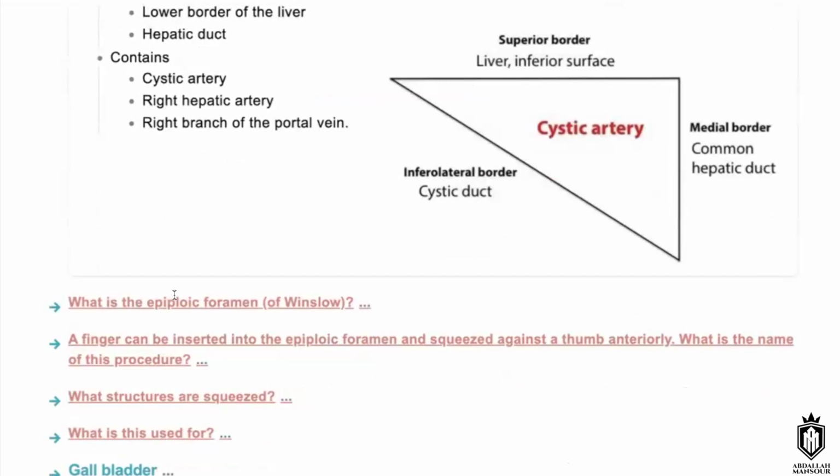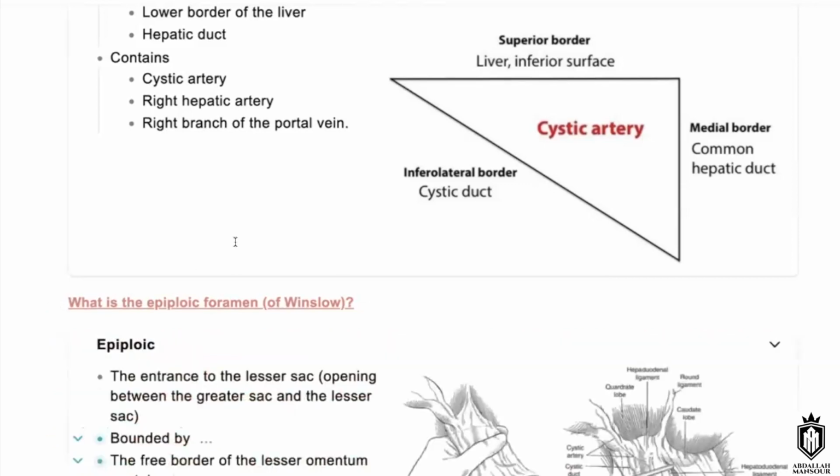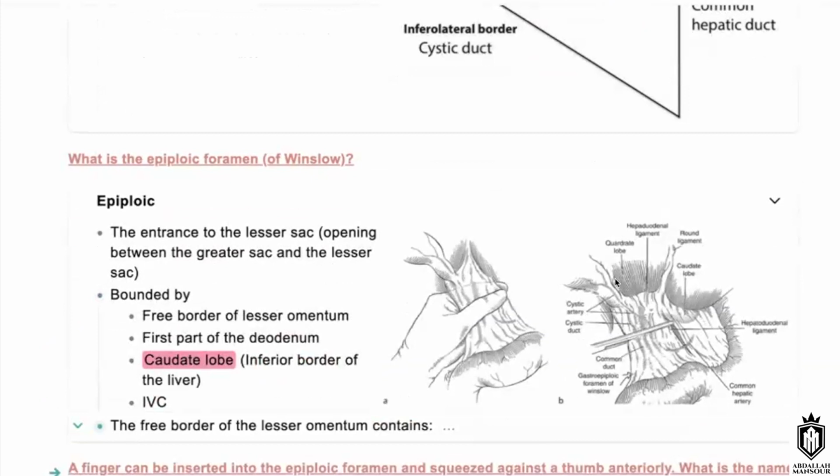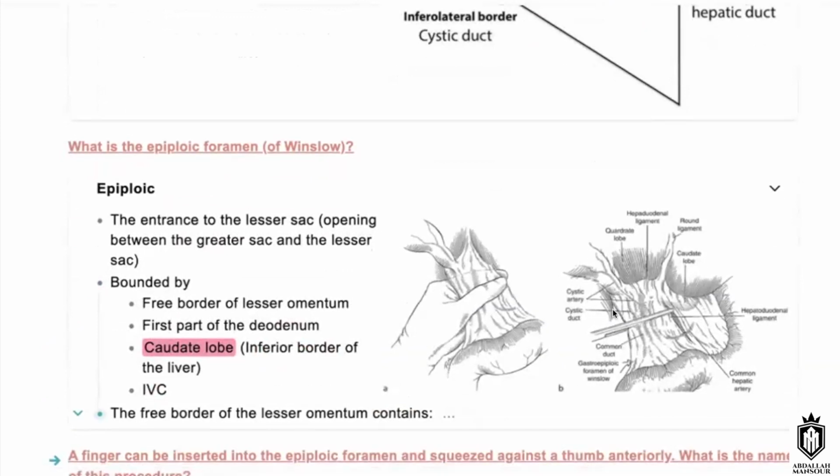Okay, we talked earlier about the epiploic foramen. Remember when we talked about the relations of the first part of the duodenum? We said anteriorly we have some structures, posteriorly we have some structures, and superiorly we have the epiploic foramen. All right. So can you define to me what is the epiploic foramen? The epiploic foramen is the entrance to the lesser sac. It is bounded by the inferior vena cava, the first part of the duodenum, the caudate lobe of the liver, and the inferior vena cava. Is it caudate or quadrate lobe? The caudate. Yeah. So it's the caudate lobe, the inferior border of the liver, and the inferior vena cava, like I said, and also the free border of the lesser omentum.